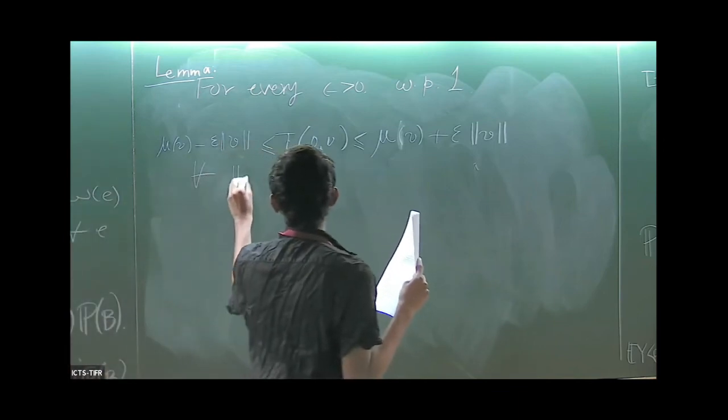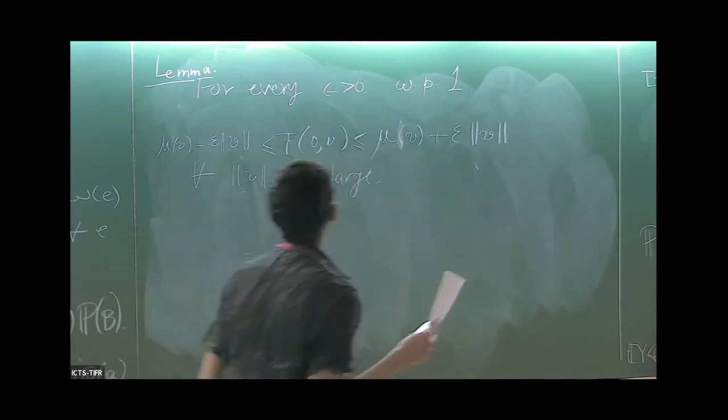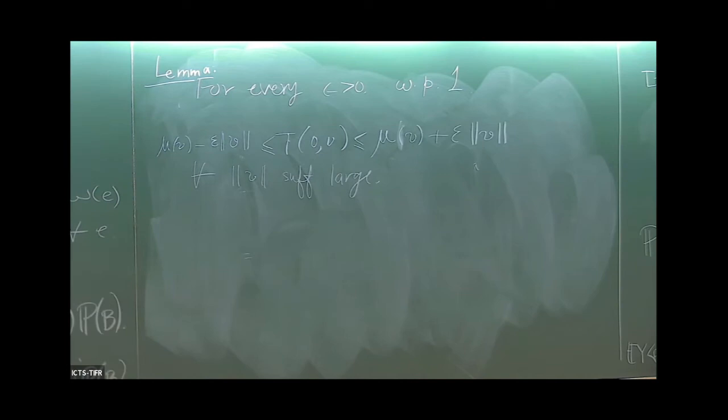So what we're going to show is this. For every epsilon bigger than 0, we have with probability 1 that T0V minus mu V is at most epsilon times norm of V for all V with sufficiently large L1 norm. So that this implies the shape theorem is essentially a matter of definition chasing, which I'm not going to do. So this again you can take as an exercise if you haven't seen that before. But this is what we're going to prove.